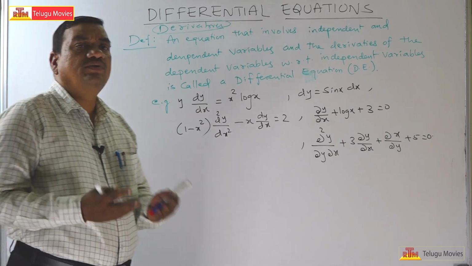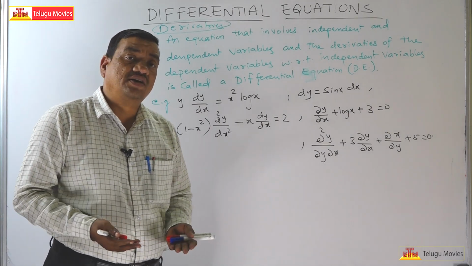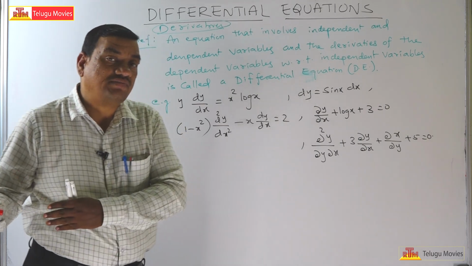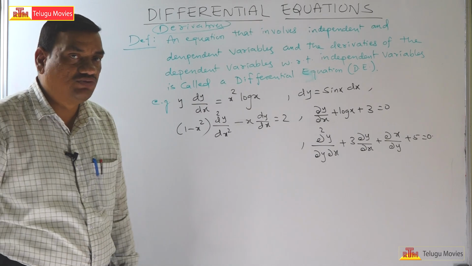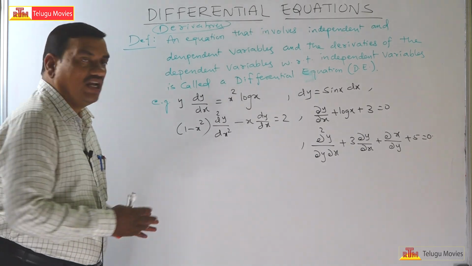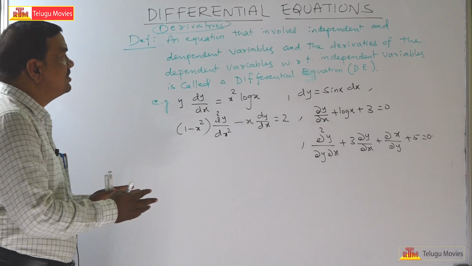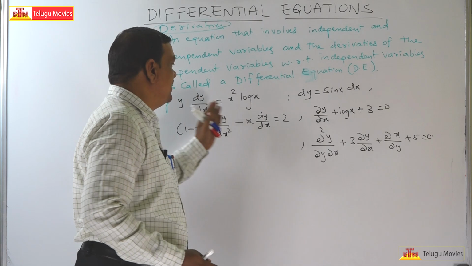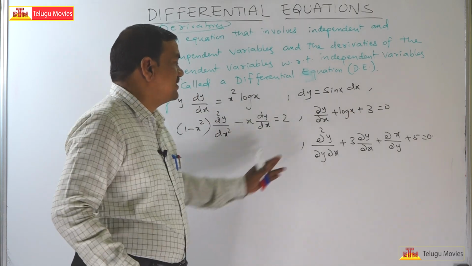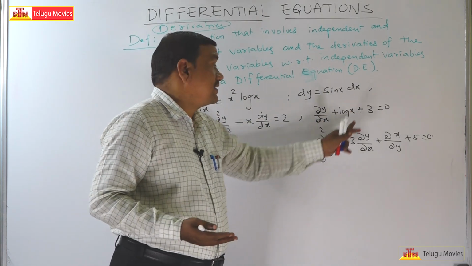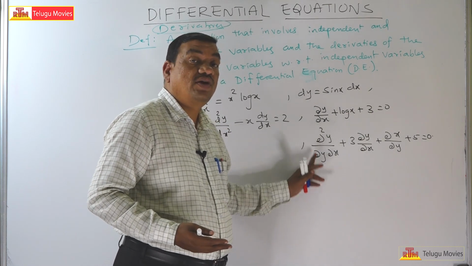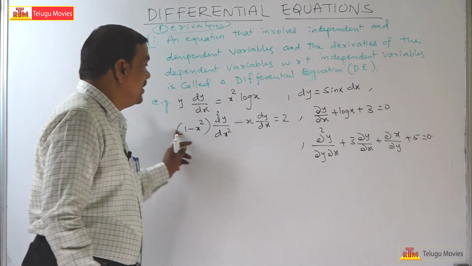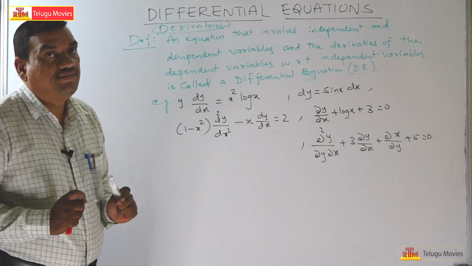What is the definition of a trigonometric equation? An equation involving trigonometric functions is called a trigonometric equation. The definition here is the same. A differential equation means an equation involving derivatives, dy by dx, and partial derivatives like dou y by dou x, dou square y by dou y square. Whatever it may be, we call it a differential equation.